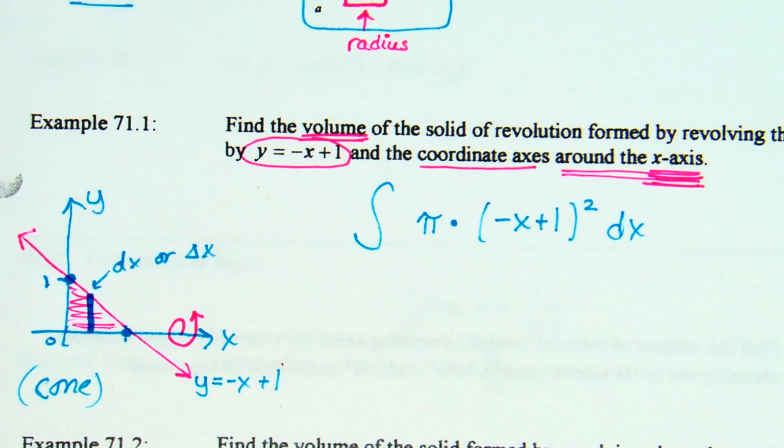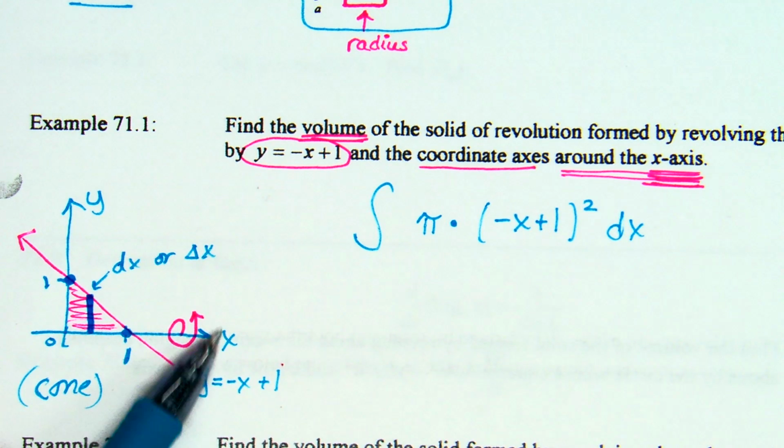Okay? Now, the question is, what are my a and b values? 0 to 1. Why 0 to 1? That's the part where it stops at the coordinate axis. Okay. If we were doing the area under the integral, we would have 0 to 1. Yes? Okay. So no, it's the same idea here. Because we're rotating around the x-axis, it is this 0 to 1 right here.